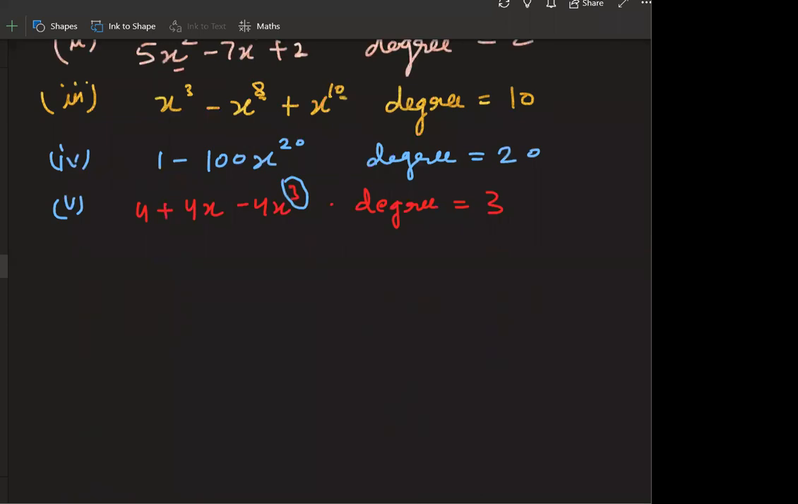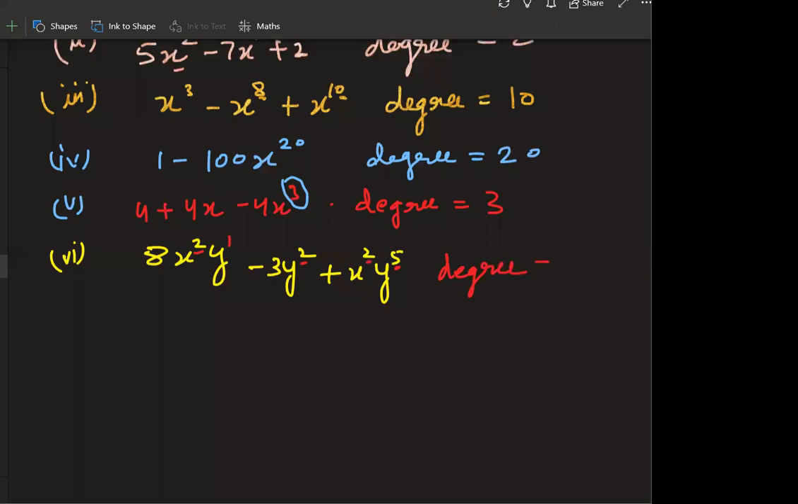Sixth, 8x square y minus 3y square plus x square y raised to power 5. So what is the highest degree? As you can see here, the degree of x is 2 and the degree of y is 1. The degree of this y is 2. The degree of this x is 2 and the degree of this y is 5. So the highest power is 5. So degree of this polynomial is 5. Isn't it? But 5 is not the right answer.